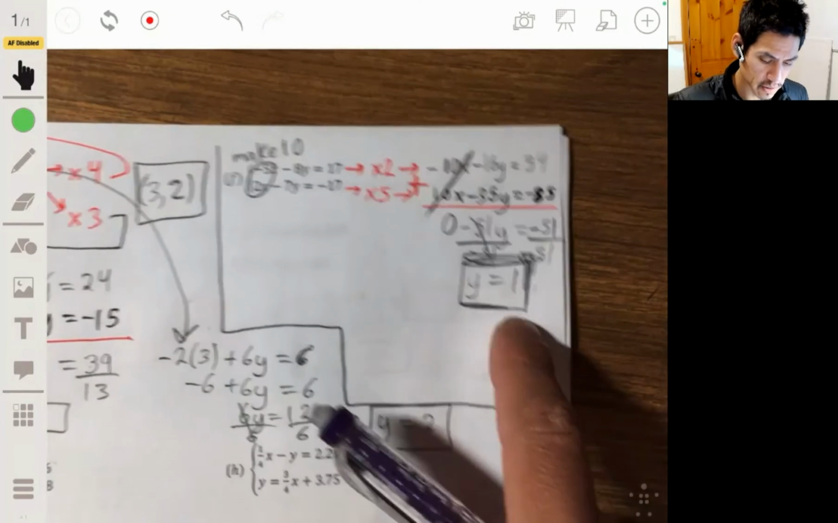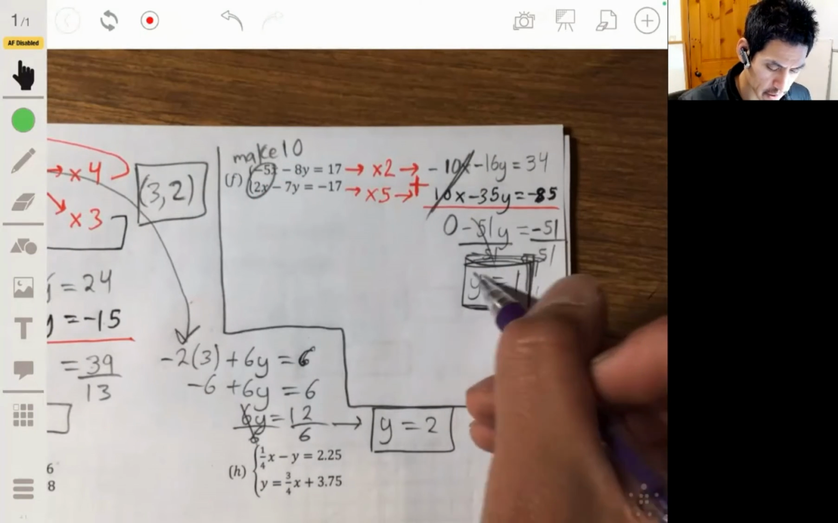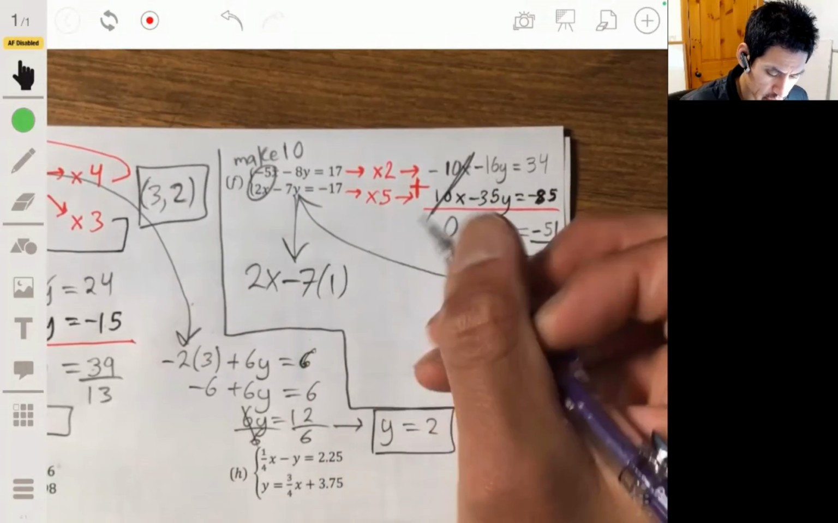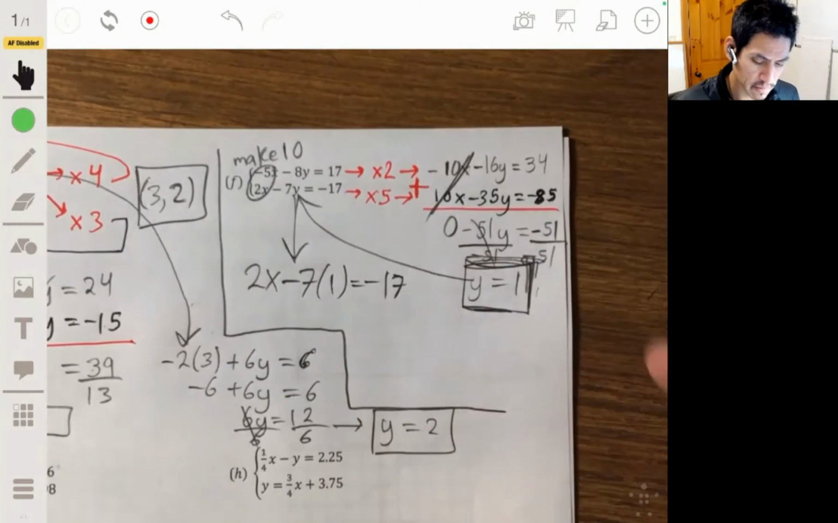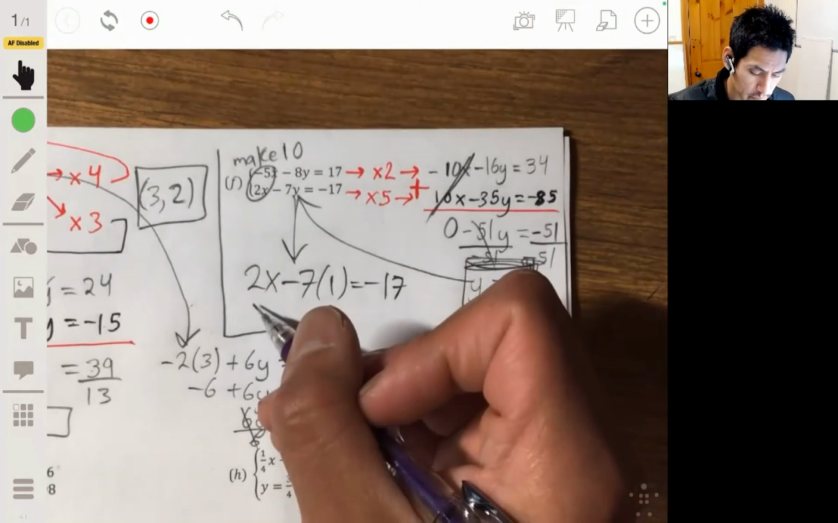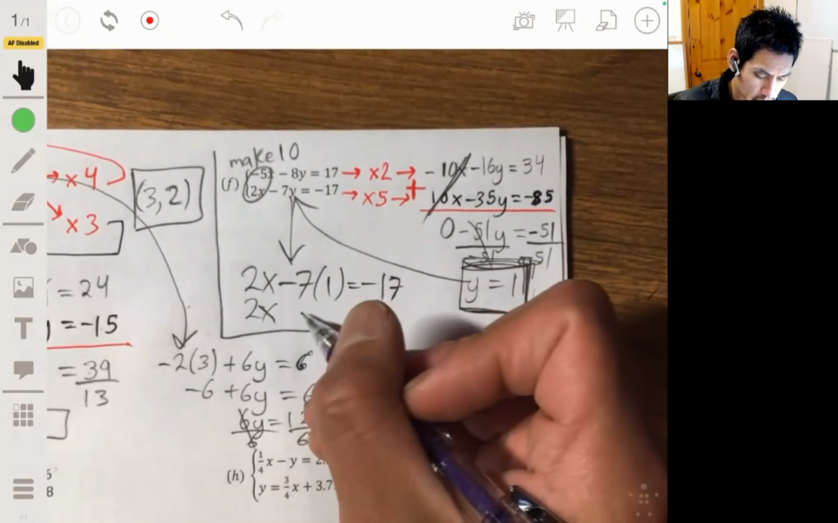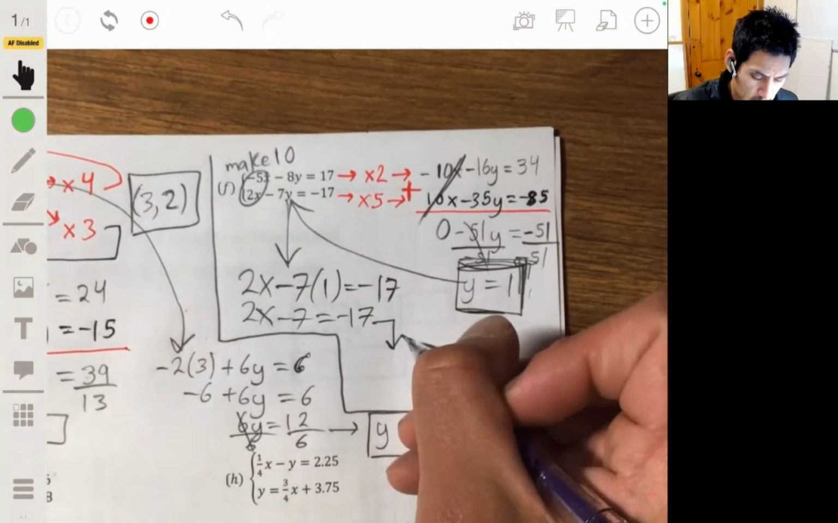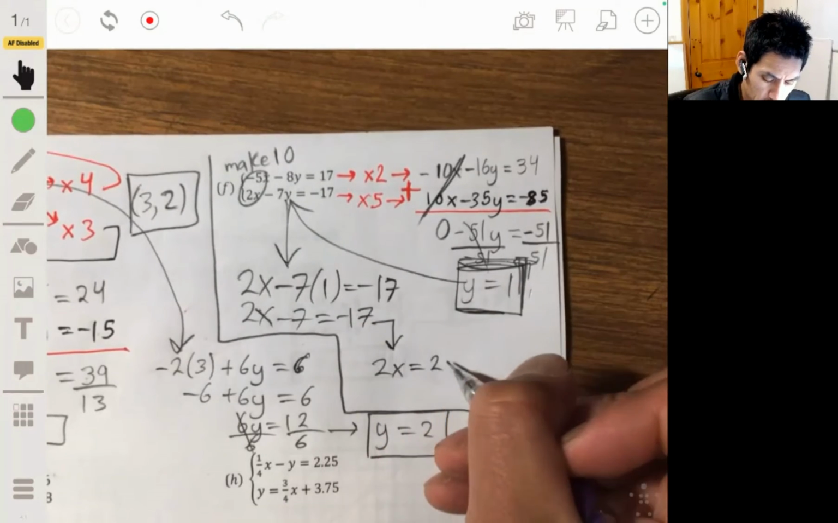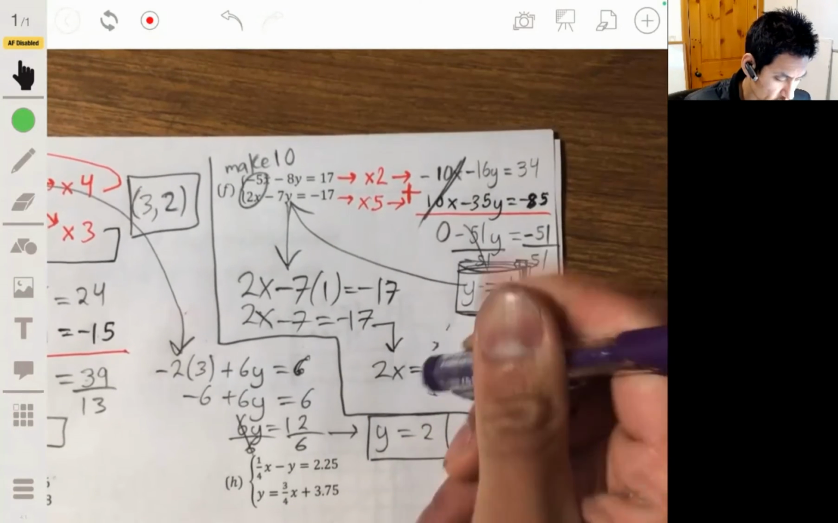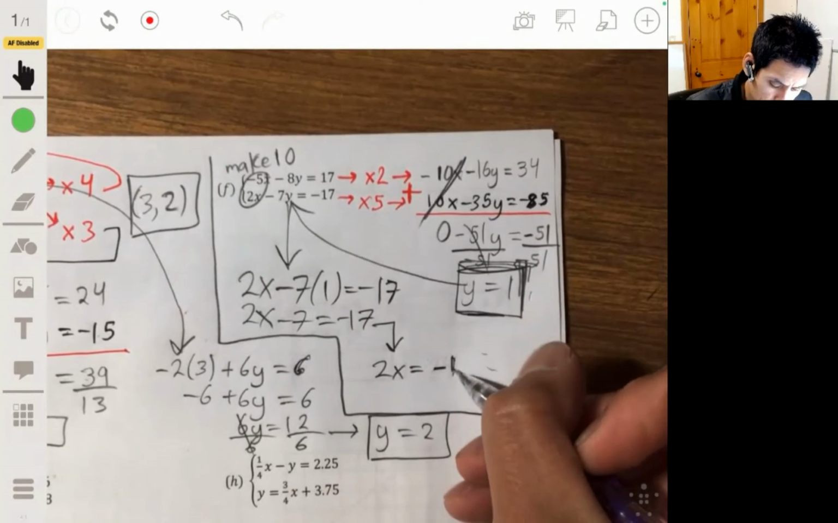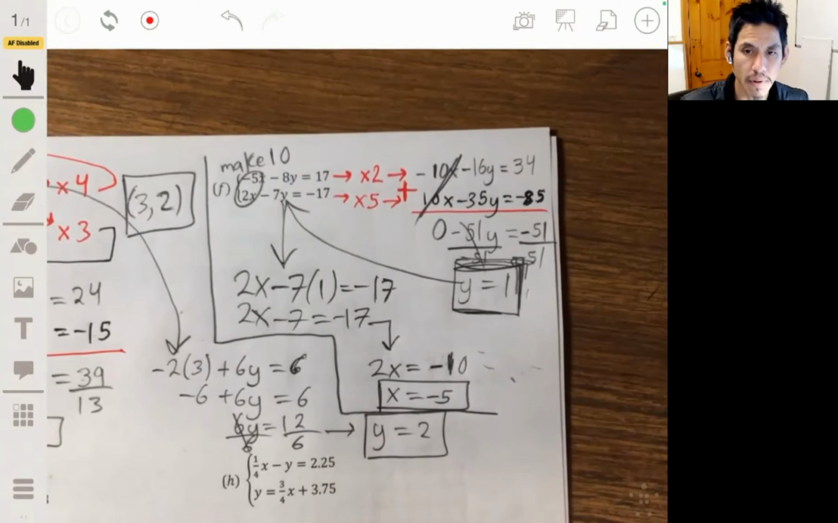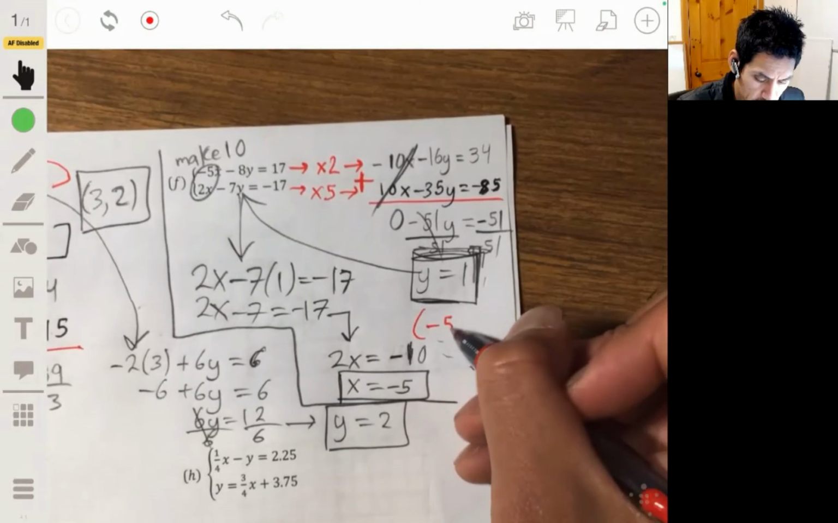Then plug the 1 into any equation. Let's plug it into the bottom one. 2x minus 7 times 1 equals negative 17. 2x minus 7. But let's just add that 7 to the negative 17. 2x equals, no, negative 10. And divide by 2, and we get x is negative 5. So my solution together is negative 5, 1.